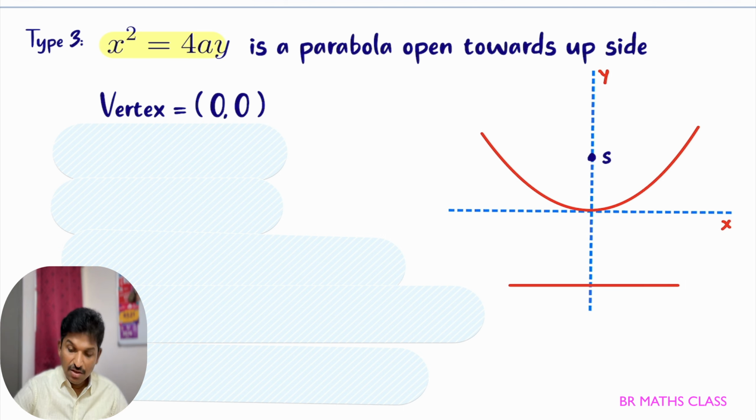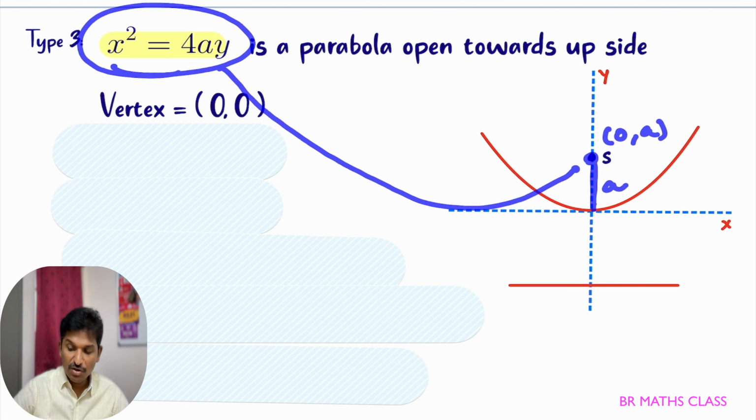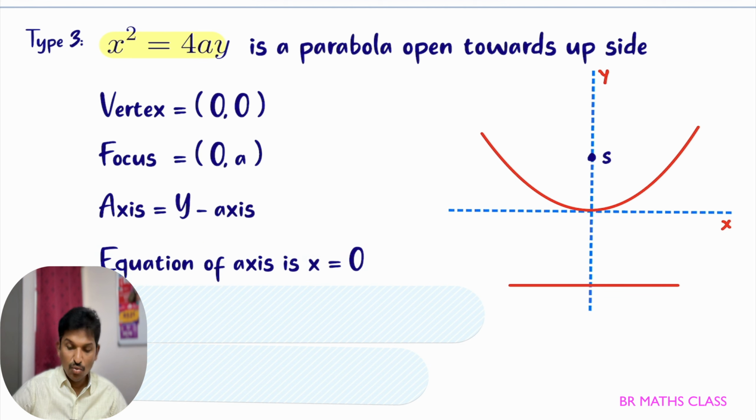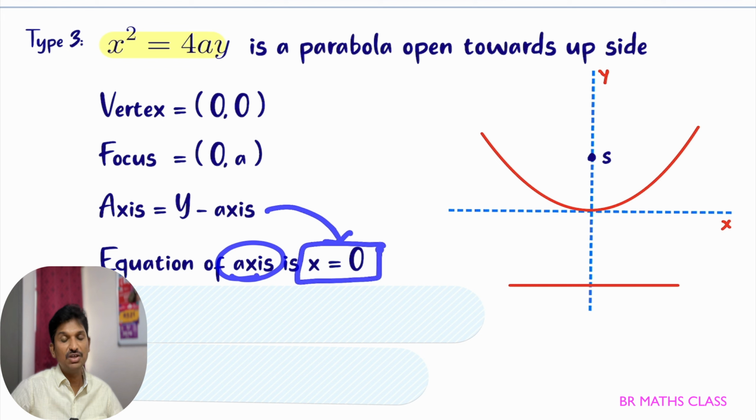Now focus. You observe here the fixed point S is called focus. Now, obviously the distance from origin to focus, we will take it as a only. This length is a only. As S is on y-axis, this is 0, a. Focus is 0, a. It can be understood easily. For the parabola x square equal to 4ay, focus means 0, a. Right? What is axis? Axis is y-axis. You observe here, axis is y-axis. What is equation of axis? As axis is y-axis, equation of y-axis is x equal to 0.